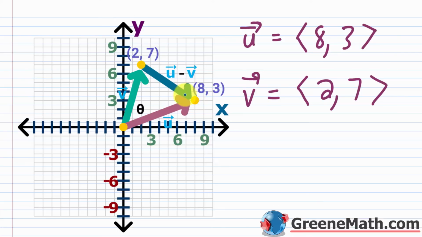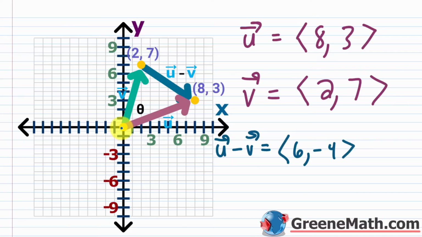You'll see that this vector here is denoted with the vector u minus the vector v. So if I had the vector u minus the vector v, that would be what? Well, I would subtract 8 minus 2, that would give me 6, and then 3 minus 7, that would give me negative 4. Okay, so this 6, negative 4 here, as a terminal point, if I started at the origin, would look something like this. So I'd go 6 units to the right, and then 4 units down, so I would sketch this as something like that.